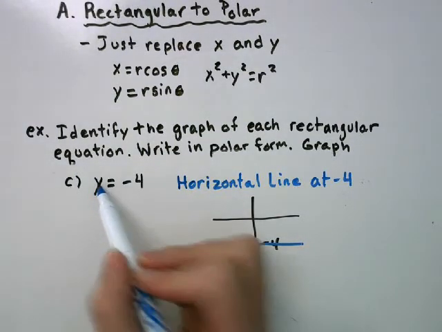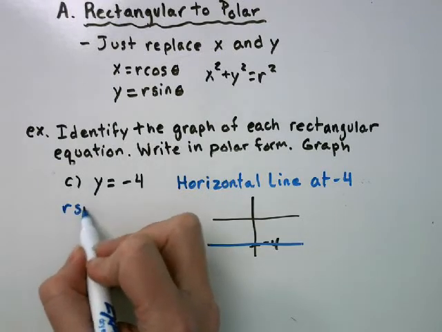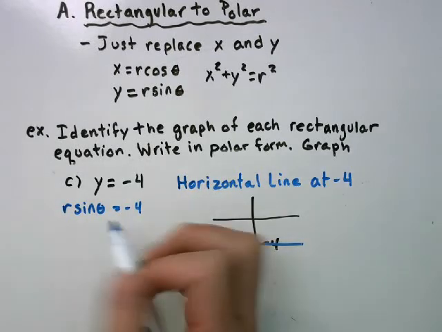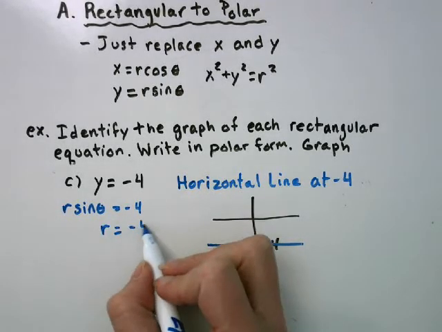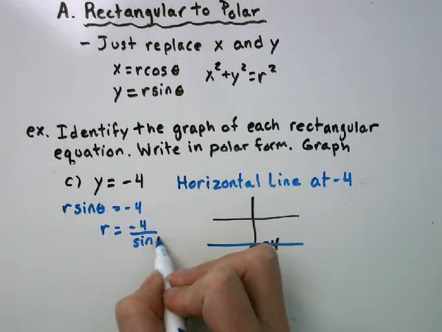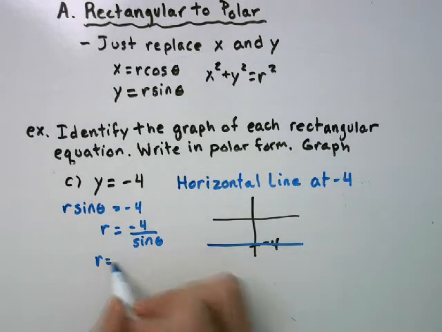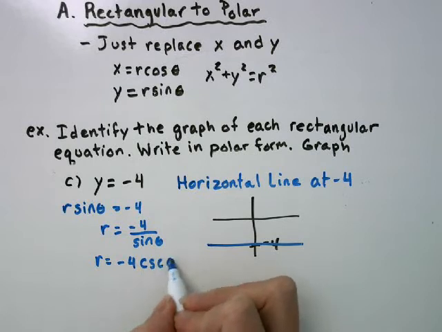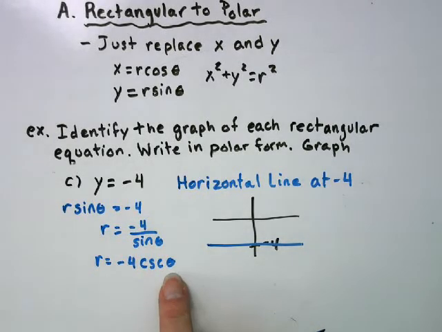Well, we're just going to replace y with r sine theta and then solve for r. So we'll divide by sine. So this is going to be -4 cosecant theta. So this is what a horizontal line looks like in polar form.